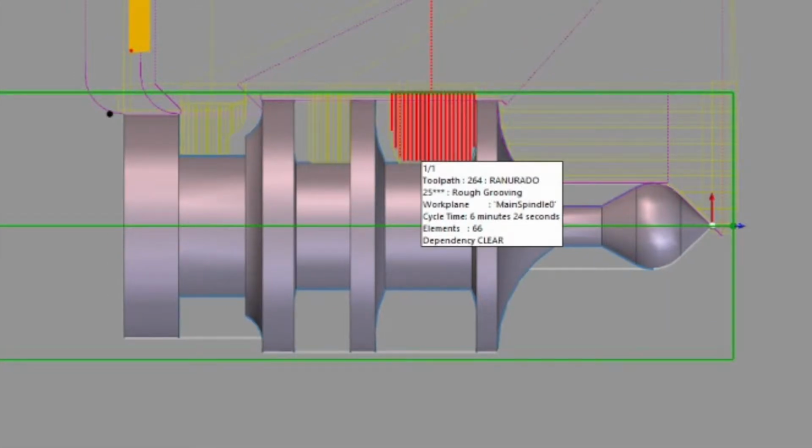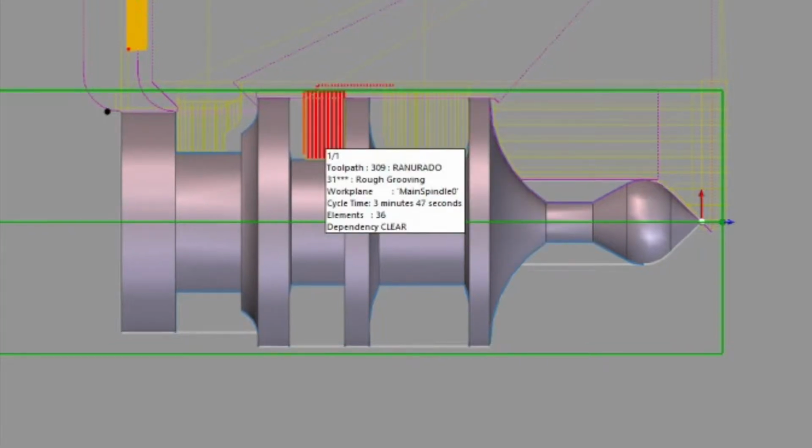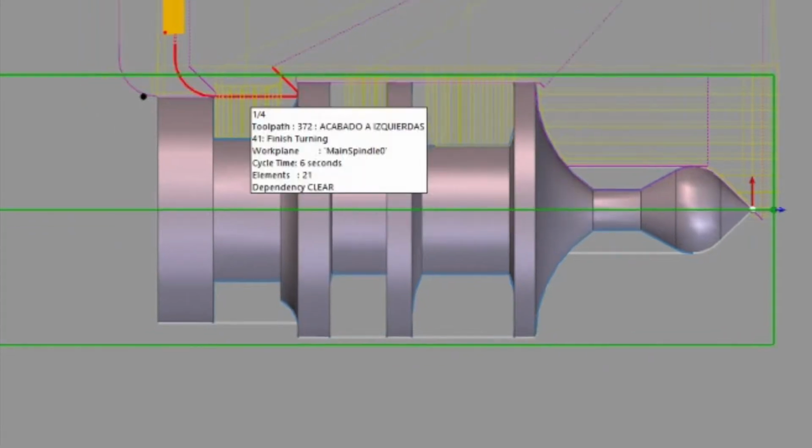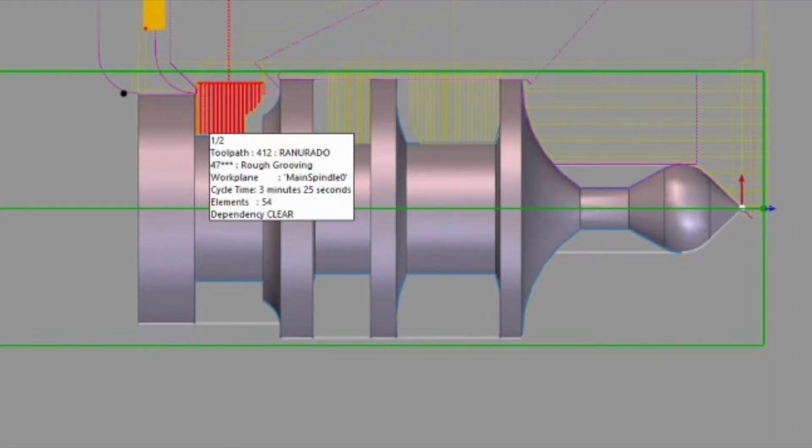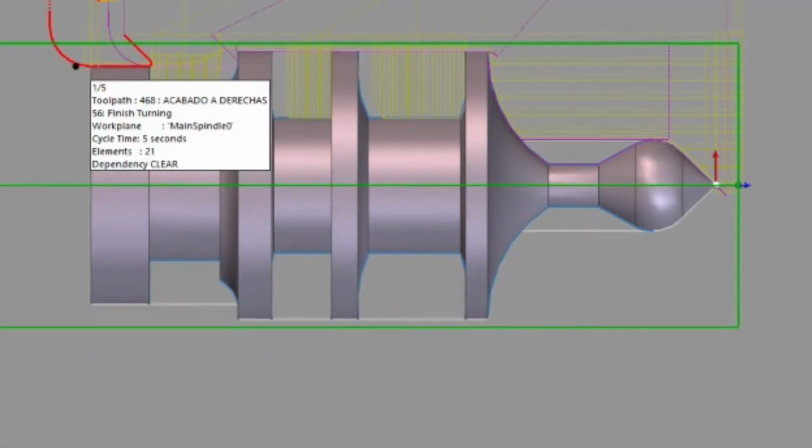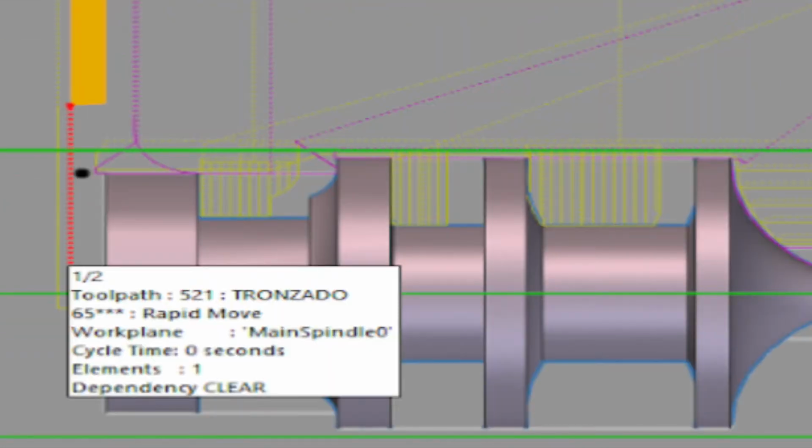Then we did a grooving roughing and its finishing grooving. Then we did a second grooving roughing with its finish. Then we did a finishing from the left. Then a third grooving roughing with its grooving finishing. Then we did a finishing from the right. And lastly, we did a parting off. Now we are going to show you the simulation of our EdgeCam program with its steps.